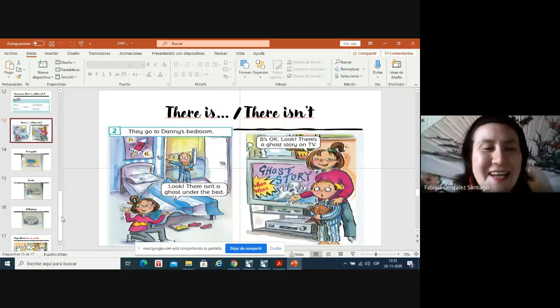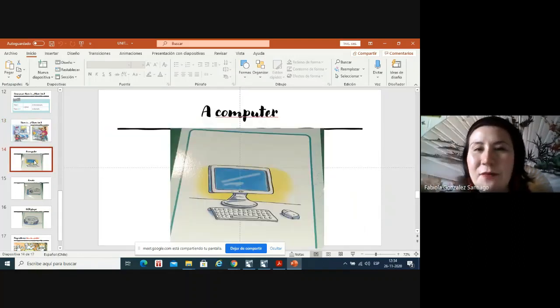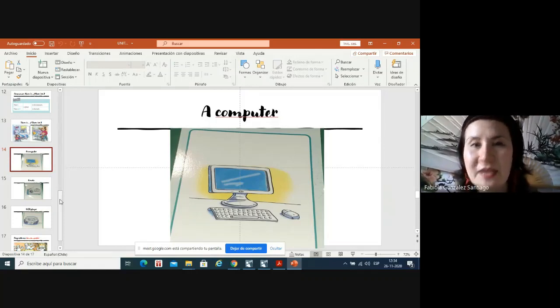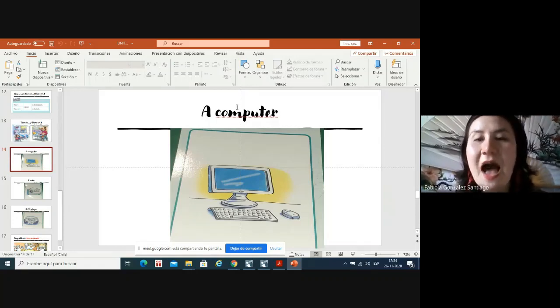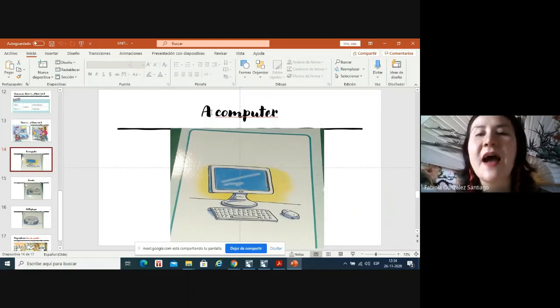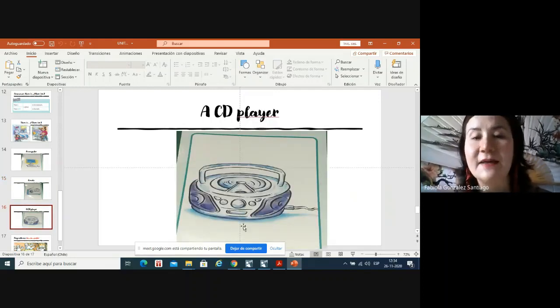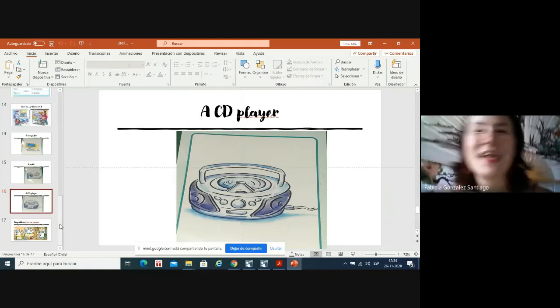Excellent. Now, let's practice some more vocabulary, new words, items. Objetos, items. A computer. A radio. A CD player. Okay?